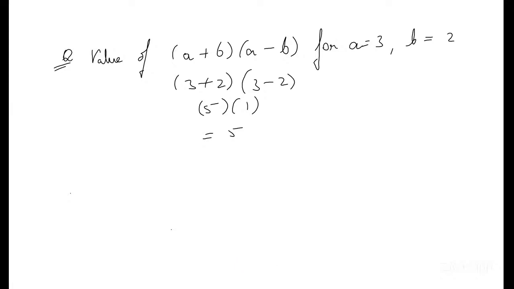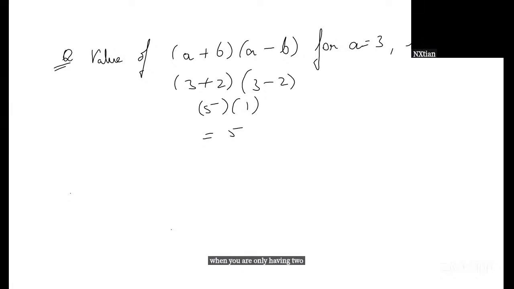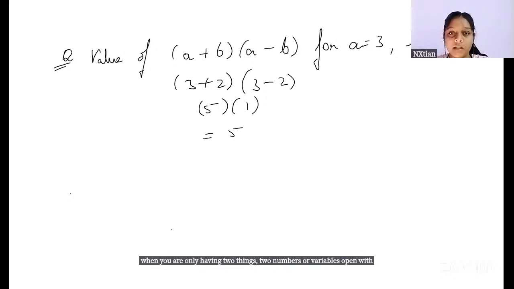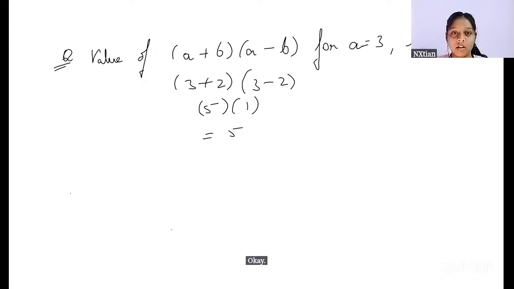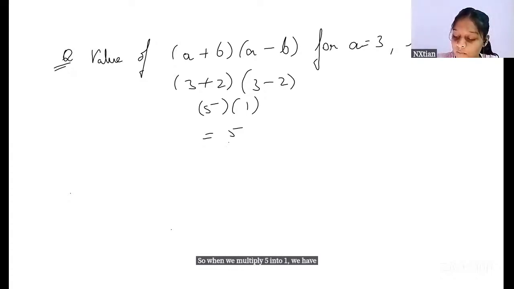When you are only having two numbers, a variable written with no sign in between, it means they are in multiplication. A minus b is 1, but then a plus b also we have now. So when we multiply 5 into 1, we have 5.